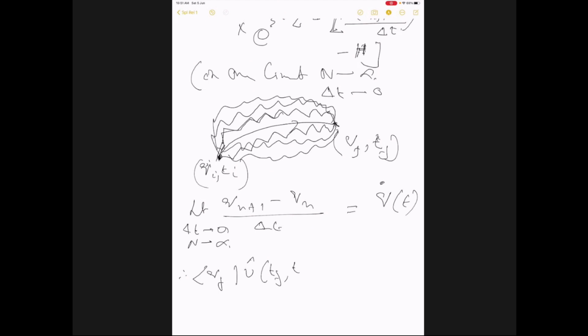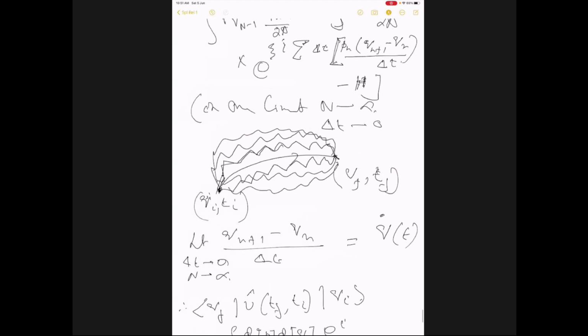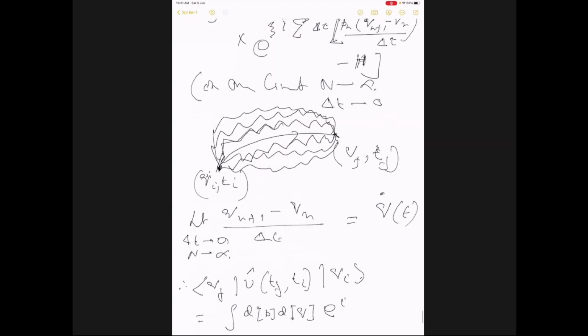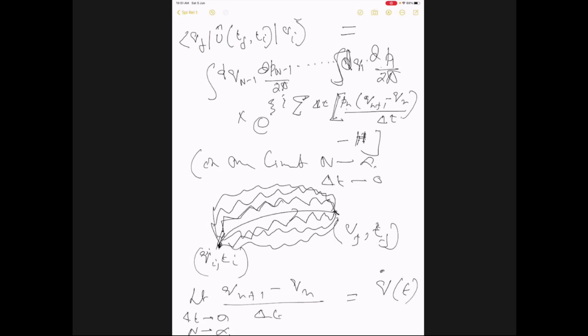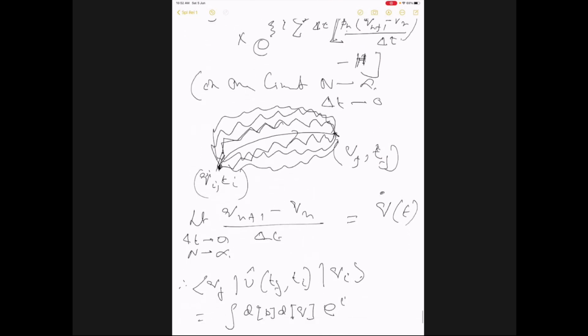U(qf, tf; qi, ti) is equal to an integral, I'm writing in third bracket, I will explain what I mean by this, e to the power i times, now what is at the top? This is p q dot minus H. But you know that H is equal to p q dot minus L. So p q dot minus H is nothing but L.